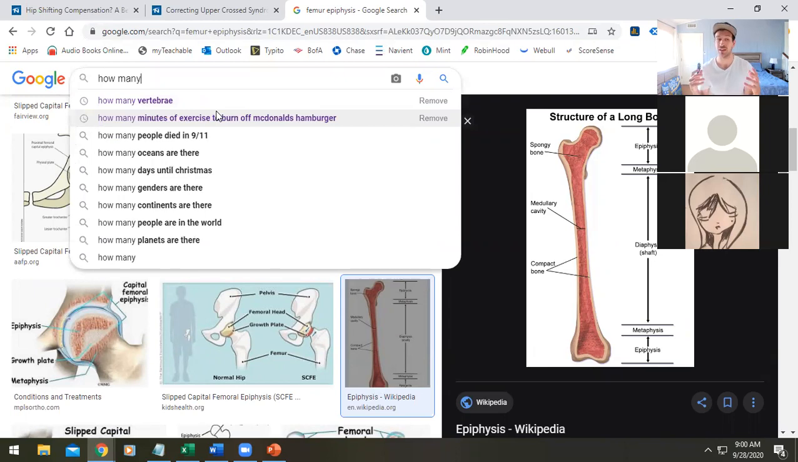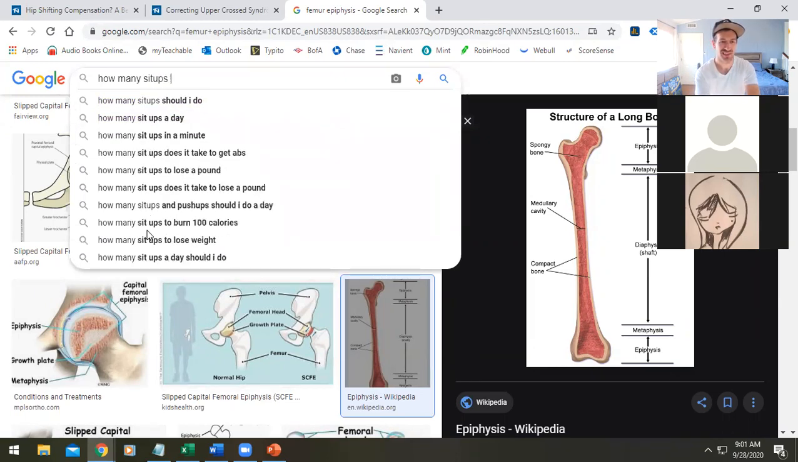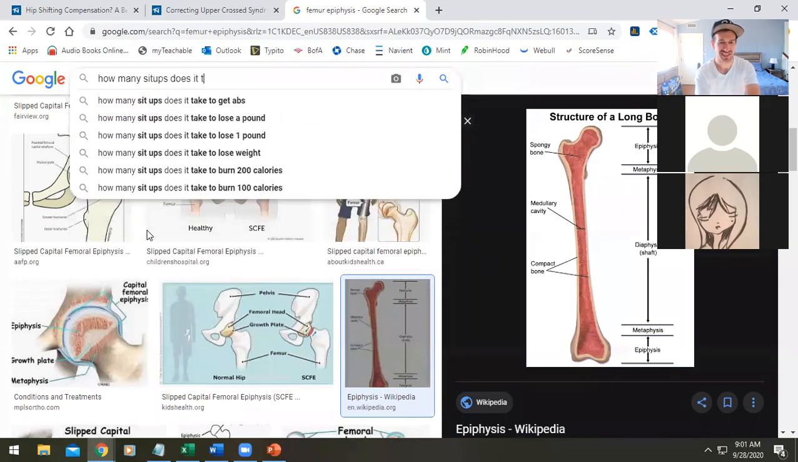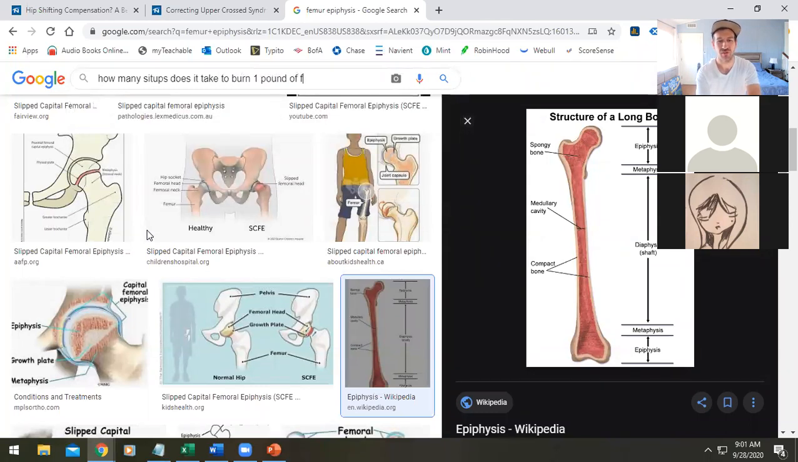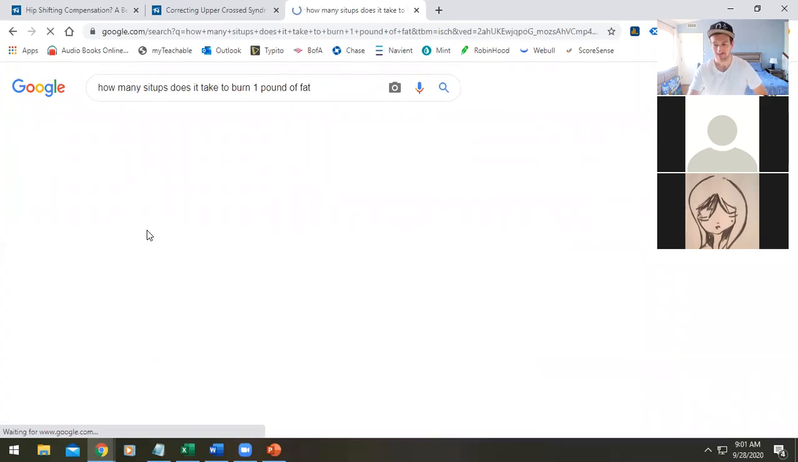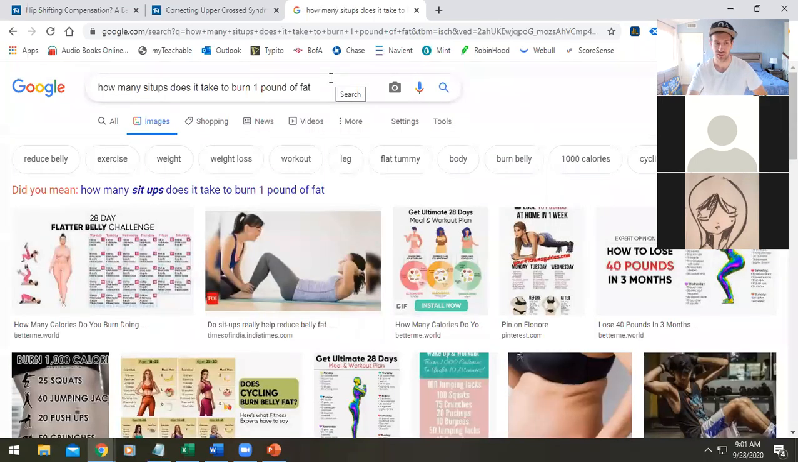They're like bacon strips, right? Versus your glutes, which is a freaking rump roast. So watch this. How many sit-ups does it take to burn 1 pound of fat? A pound of fat is 3,500 calories, right? That's how many calories are in 1 pound of fat.